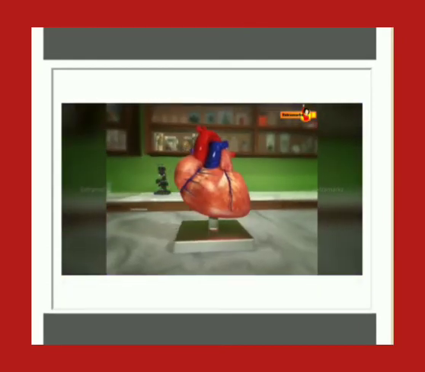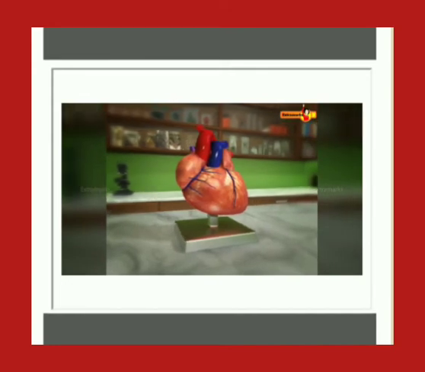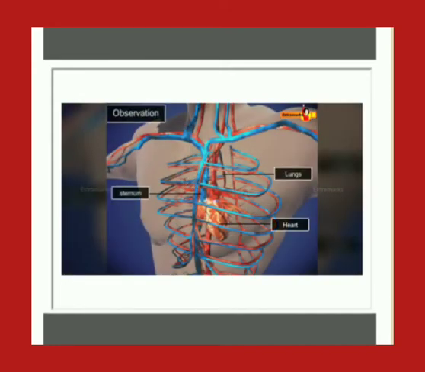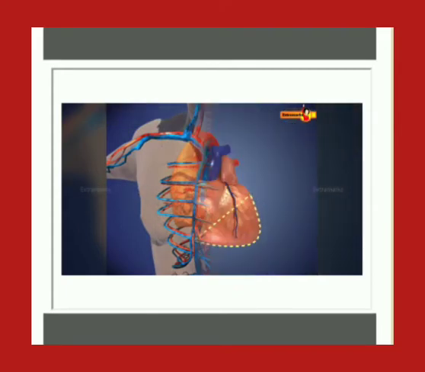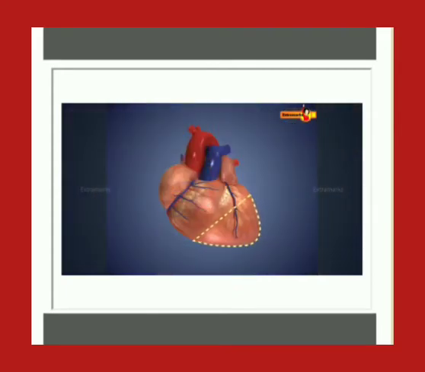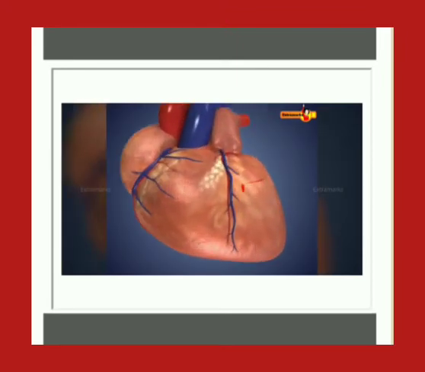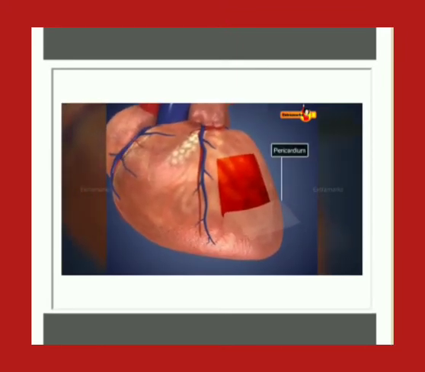Observe the model of mammalian heart. Observations: the heart is located between the 2 lungs and behind the sternum. It is conical in shape, with its narrow apex tapering downward. It is surrounded by a membrane called pericardium.